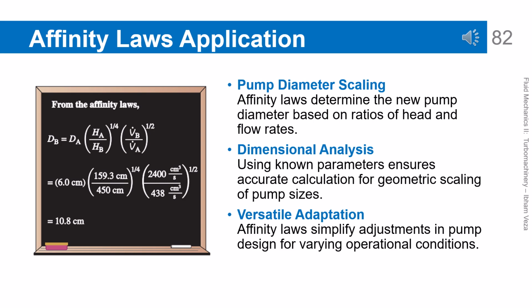Affinity laws application. The affinity laws apply not only to speed changes, but also to changes in impeller diameter. By knowing the desired ratios of head and flow, the new diameter can be estimated systematically. This approach is very useful in design modifications or retrofitting existing systems. Dimensional analysis ensures that geometric changes remain physically consistent. In this way, design adaptation can be done without starting from scratch.